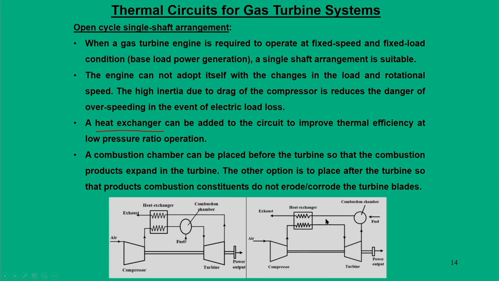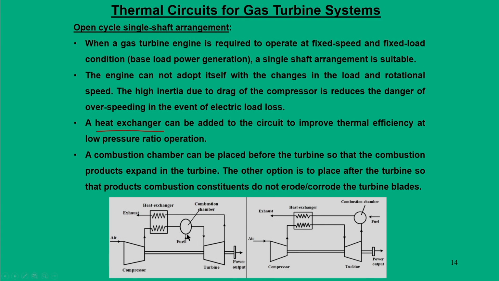Another issue could be the location of the combustion chamber. Many times, the fuel is added into the combustion chamber and the entire fuel and air mass expands in the turbine. There the difficulty is that the turbine blades are always exposed to the combustion products in these continuous operations, when the fuel-air mixture goes into this.